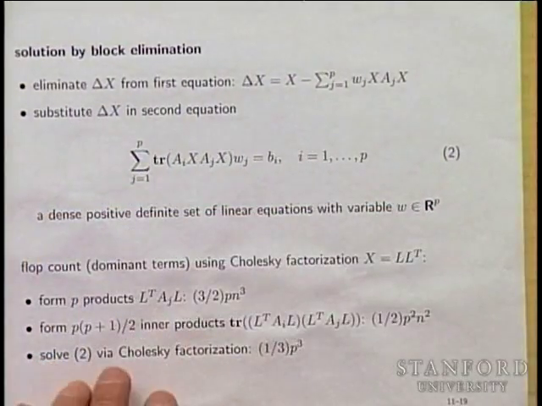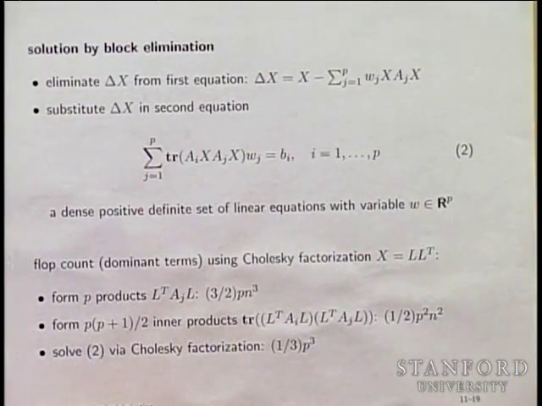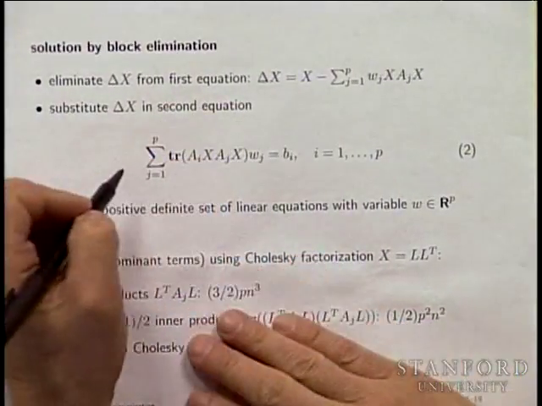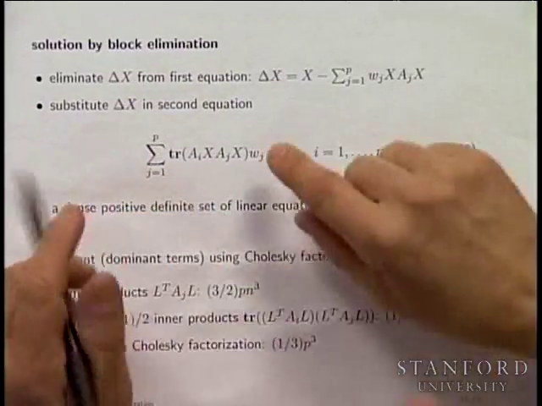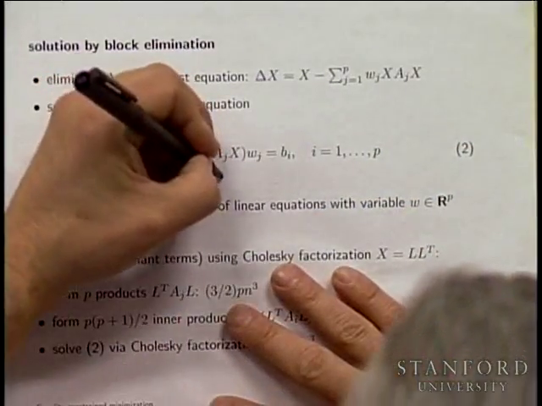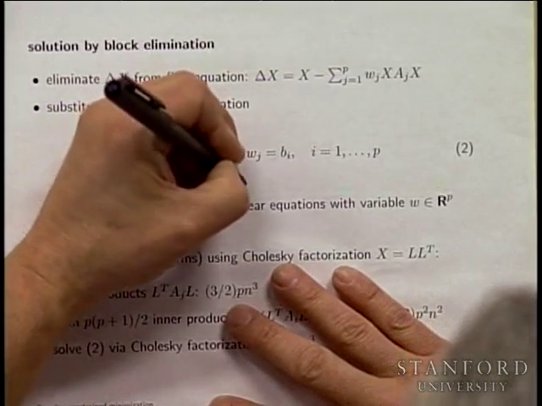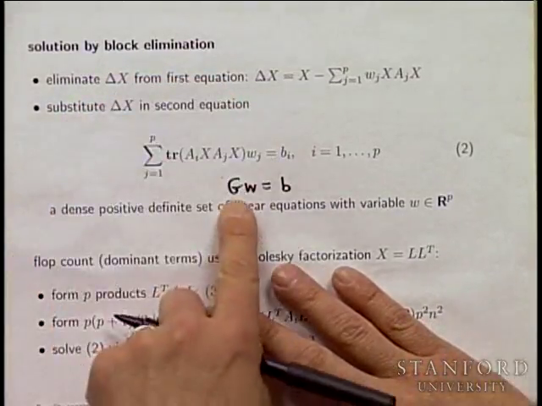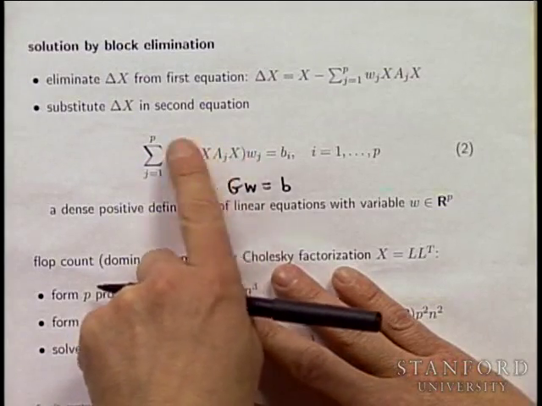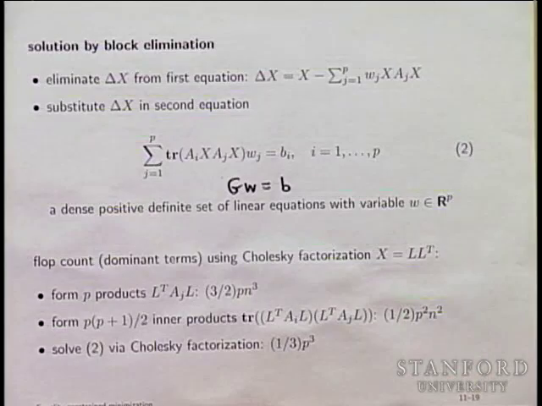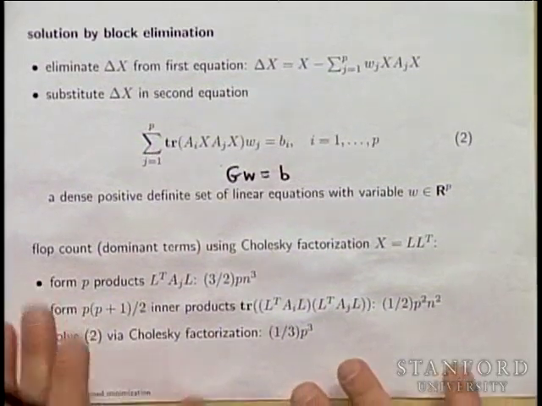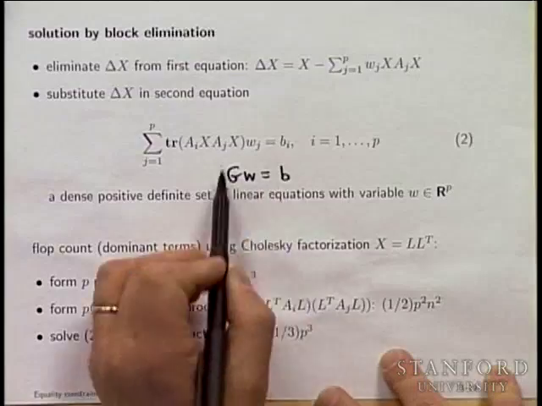And now you look at this, and you realize this here is something that looks like this. It's G W equals B. The entries of G are this thing. If you work out what the computational complexity is, you have to calculate every row, every entry of G, and then solve this. That's cheap.